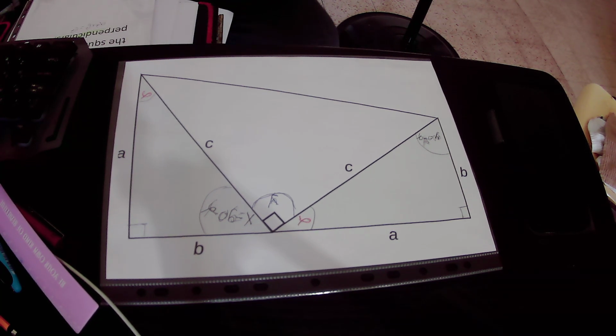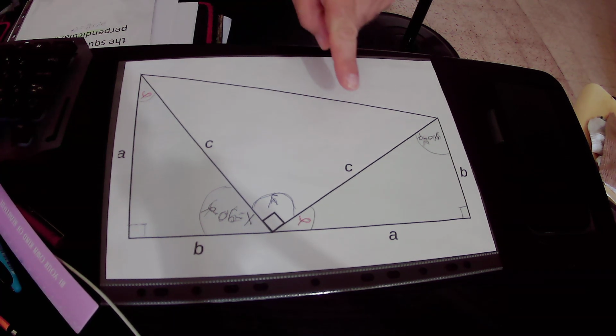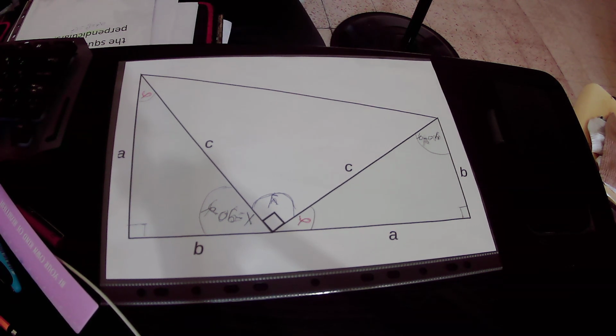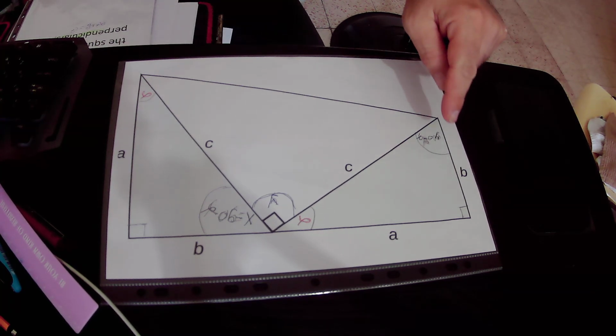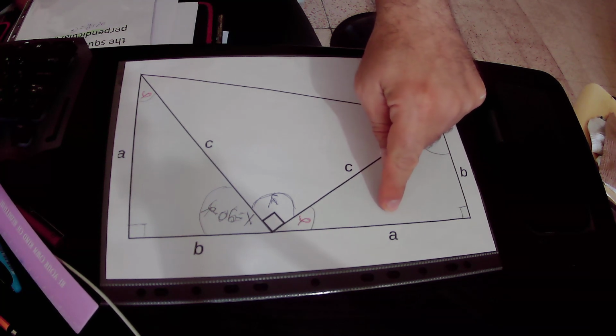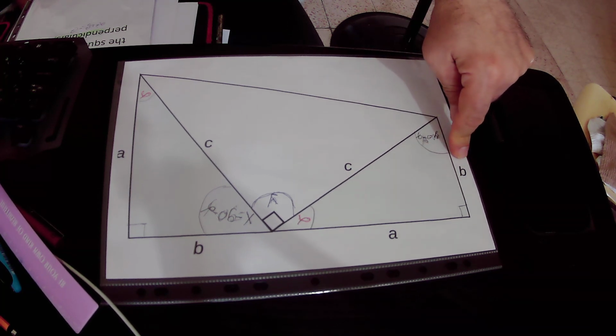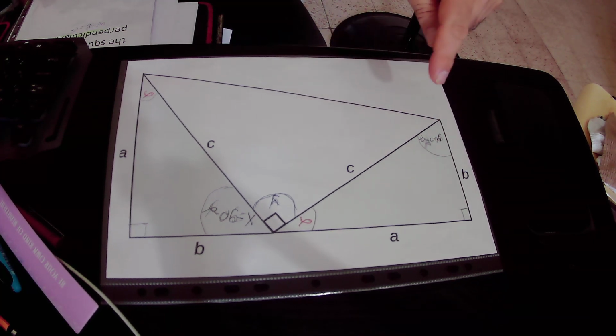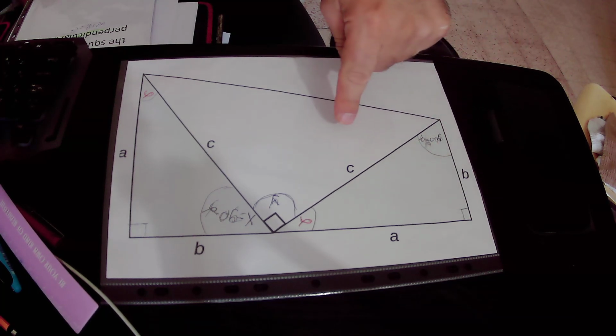The Pythagorean theorem in a right triangle says that the square of the hypotenuse, this is the hypotenuse, is equal to the sum of the squares of the perpendiculars. The square of A plus the square of B equals the square of C, or A squared plus B squared equals C squared.